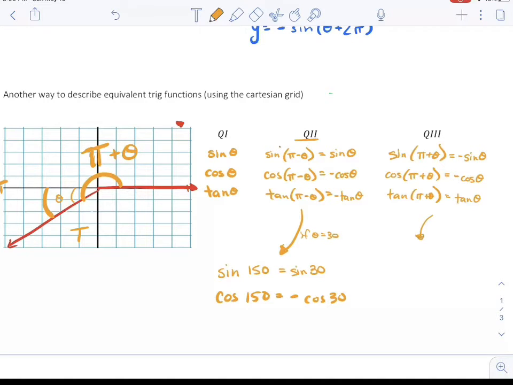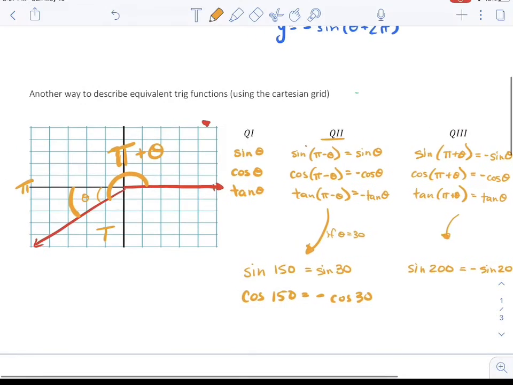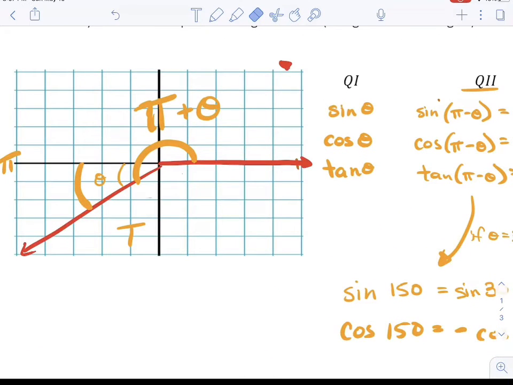So what does that mean? Well, that means if we have something like sine 200, that's equal to the opposite, or the negative, of sine 20. Because if the acute angle was 20 degrees, that would mean our principal angle would be 200 degrees, because 180 plus 20. If our angle here was 40 degrees, then our principal angle would be 220. So sine 220 would equal negative sine 40.